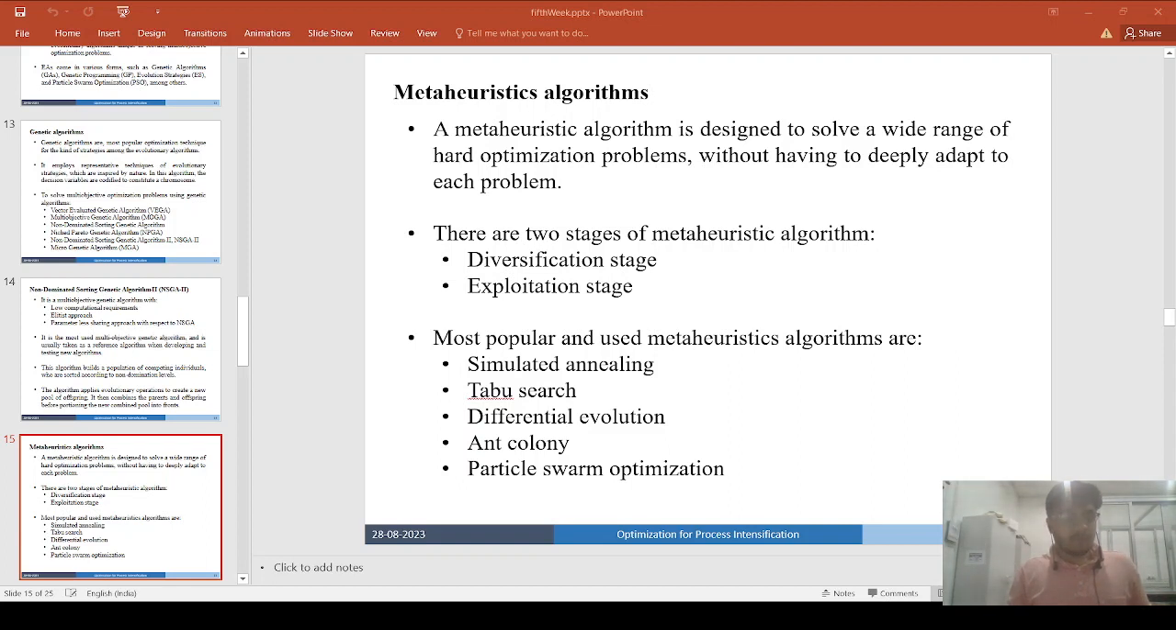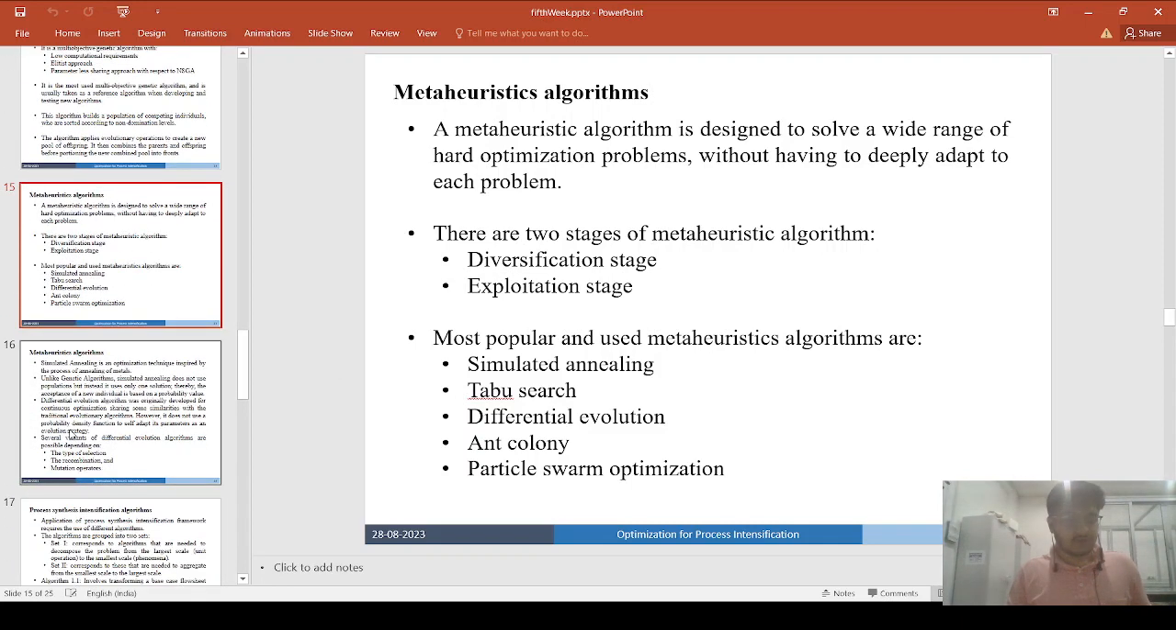Now, the most popular and used meta-heuristic algorithms are simulated annealing, tabu search, differential evolution, the ant colony algorithm, and the particle swarm optimization algorithm. So these are the five algorithms that come under meta-heuristic algorithms. We will be discussing each of those.